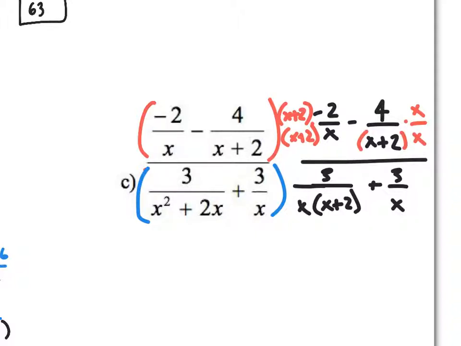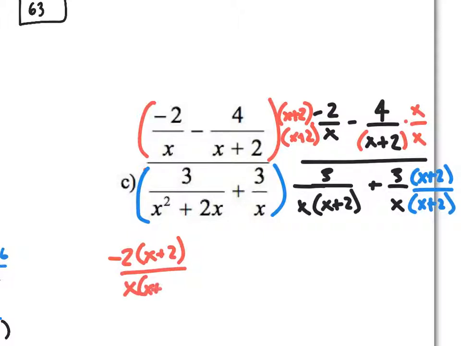Now, I already have my common denominator of x times x plus 2, so I'm just going to multiply this one by x plus 2. Okay, so I'm going to multiply this by x plus 2 and multiply this one by x plus 2. All right, so now here's what I get. Okay, I'm going to get negative 2 times x plus 2 over x times x plus 2. Okay, minus 4x over x times x plus 2. All right, just having that common denominator.